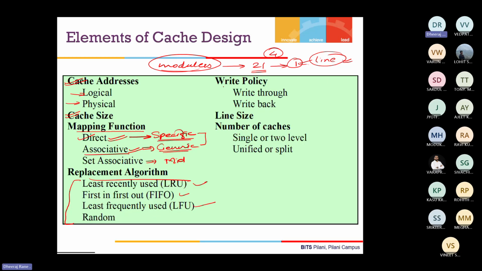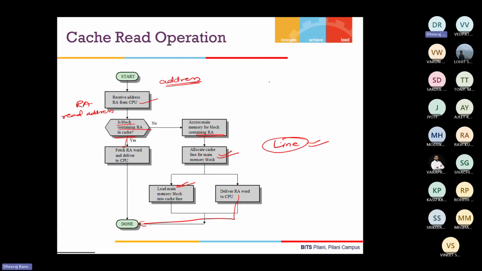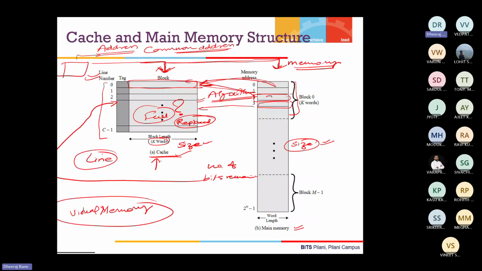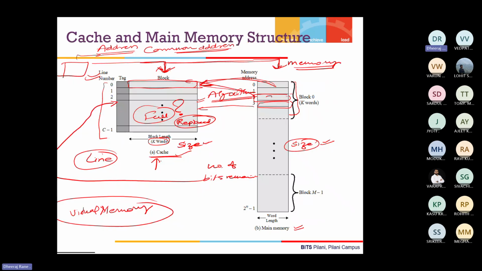Okay, write policy. Again, you may be having a question that we are using two versions of the same data. Why? Because that data is available in the cache as well, and the same data is available in the main memory as well.